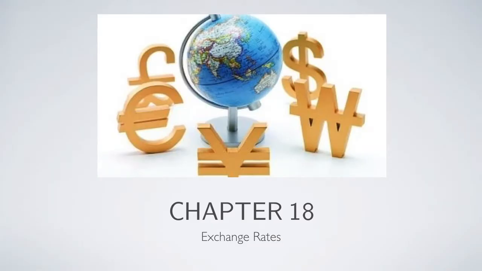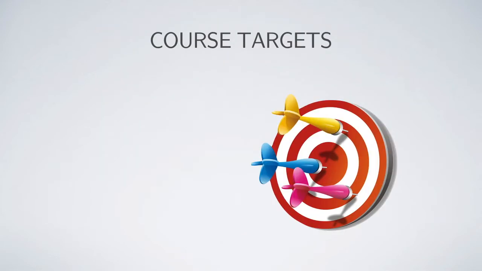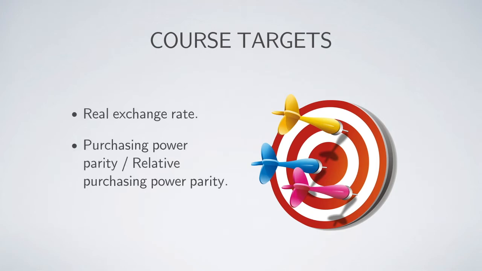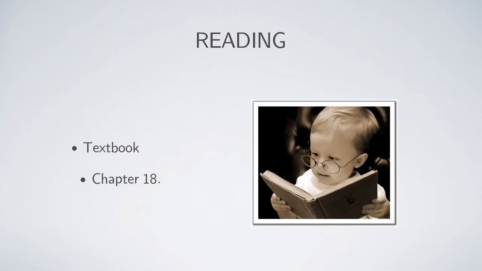Today we are going to learn chapter 18, exchange rate. The course targets for this chapter are the understanding of real exchange rate, the meaning of purchasing power parity and relative purchasing power parity. And then we'll end the chapter with interest rate parity. The reading for this part is textbook chapter 18.